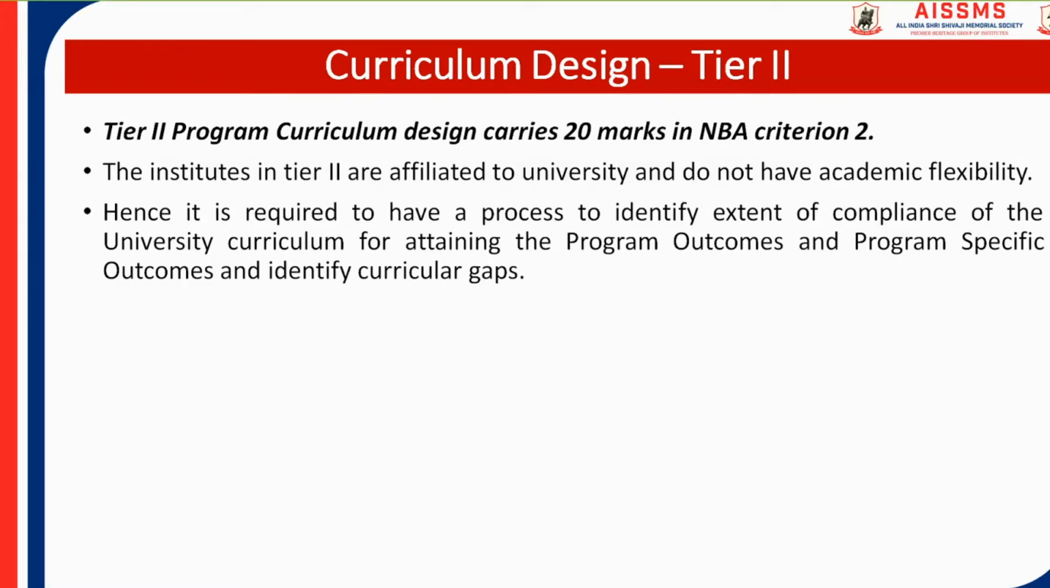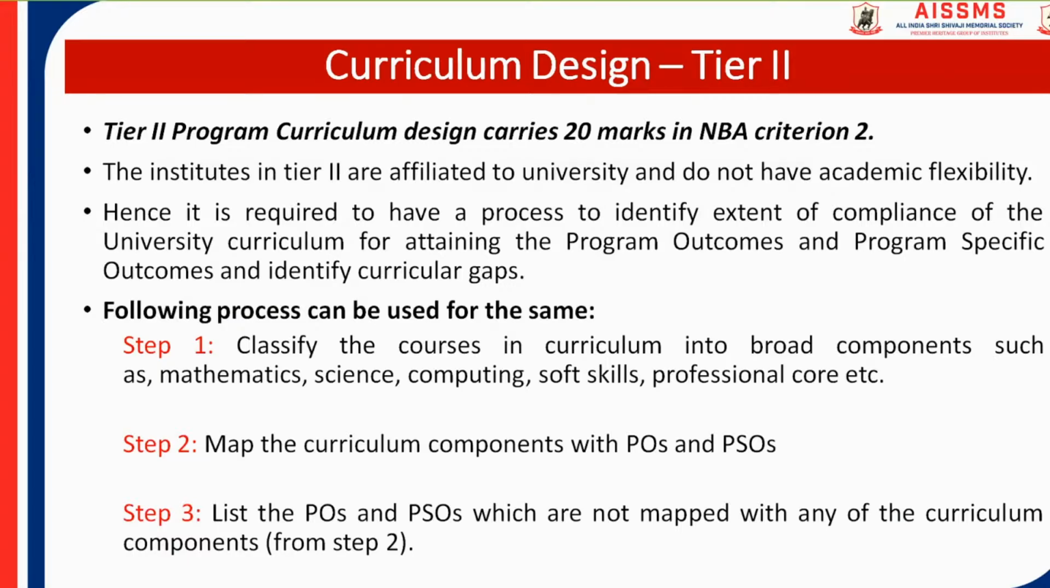There are 3 steps which we have mentioned over here. The first step is the institutes or the programs or the departments must classify the courses in curriculum into broad components as mathematics, science, computing, soft skills, professional core, etc. Whatever subjects they are having. Then they should map the curriculum components with the program outcomes and program specific outcomes. Third is list the POs and PSOs which are not mapped with any of the curriculum components from step 2.